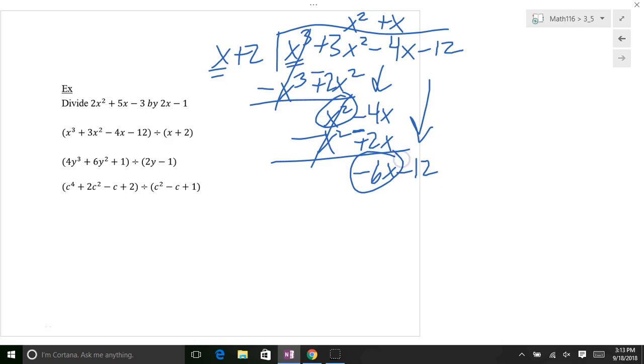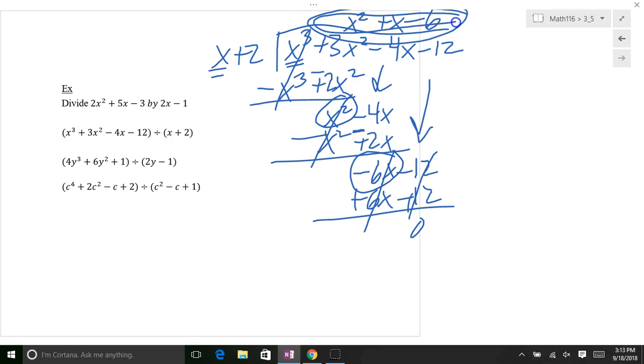Now matching the negative 6x. What times x gives you negative 6x? Well, negative 6 does. Multiply through, negative 6 times x, negative 6x. Negative 6 times 2, negative 12. Don't forget you got to change those signs. That's gone. Hey, what do you know? No remainder again. There's our quotient, there's our answer. X squared plus x minus 6.